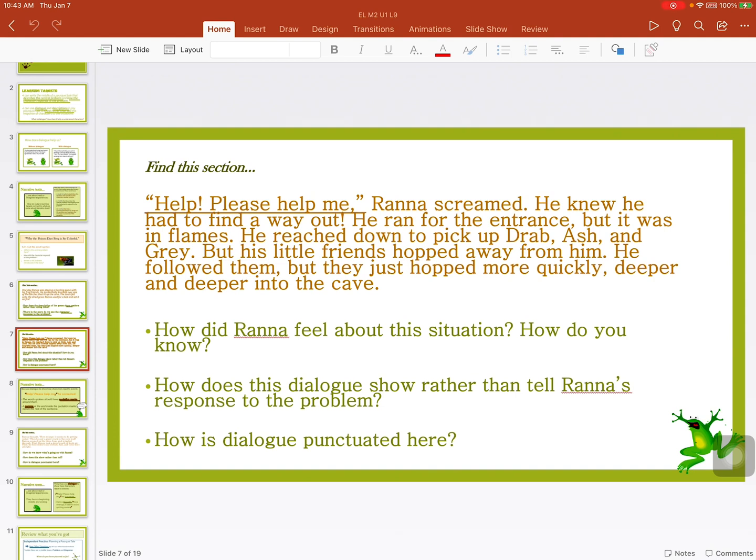How is the dialogue punctuated here? Yes, it's punctuated. It starts with a quotation mark, and then after the dialogue, we see a comma, and then we close with a quotation mark.